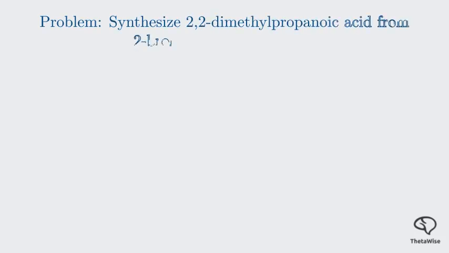Let's work through a multi-step synthesis problem to see how these reactions link together. The objective is to design a synthesis route using haloalkanes as intermediates. We want to synthesize 2,2-dimethylpropanoic acid from 2-bromo-2-methylpropane. Looking at the structures, we need to add a carbon atom to our chain and change a halogen to a carboxylic acid. This screams nitrile hydrolysis.